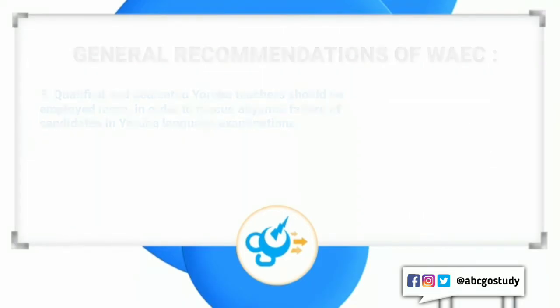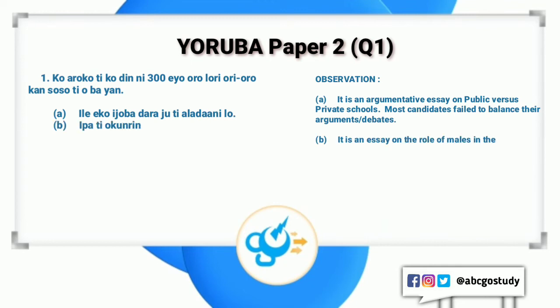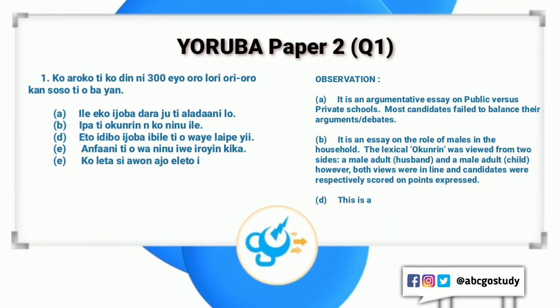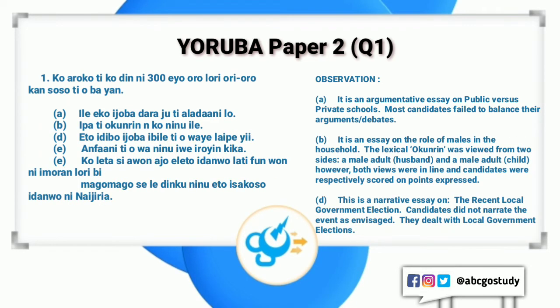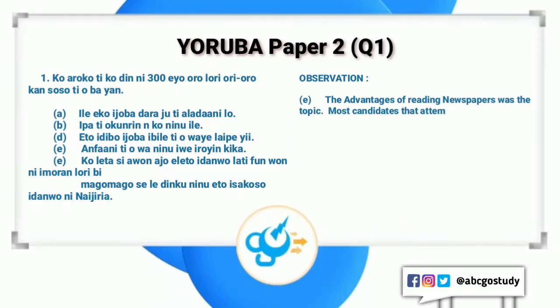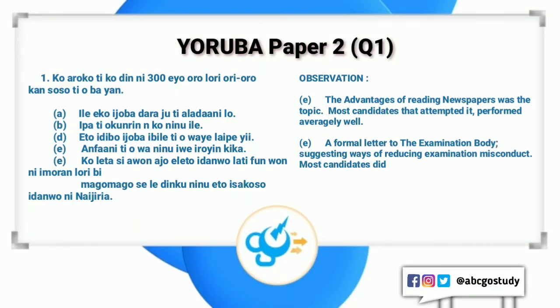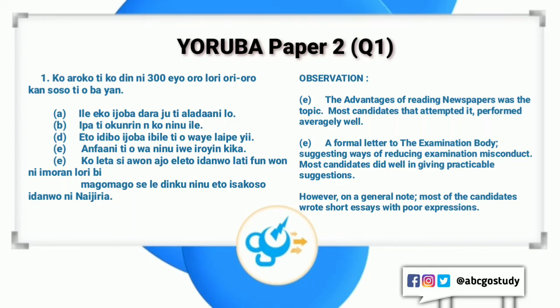So now let's move to question number 1. With this question, you'll be able to see what I was saying earlier. Look at the essay, look at the observations of WAEC, look at all that they said. With this, you should be able to construct a good essay and get complete marks in question number 1 in your examination.